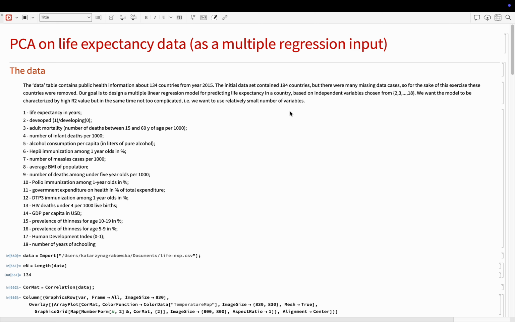In this short video, I will discuss the attempt to use principal component analysis to provide independent variables for a multiple regression model. I did that for two sets of data. Both were used before in our course.